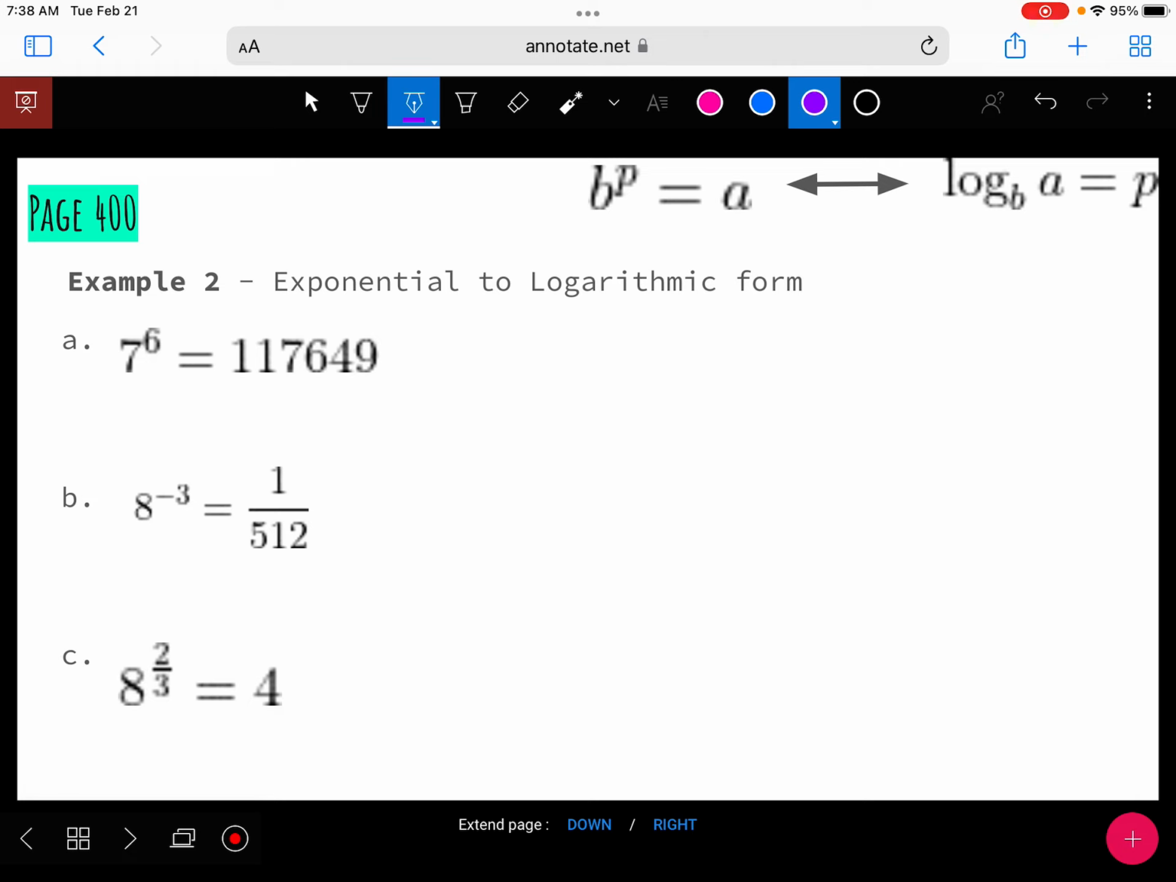Okay, and again, the book kind of gives you helping steps on this, which are not entirely helpful. But there's a lot of blank space next to it, so I recommend actually writing one up. It's the same exact process. We are going to take our base power argument, BPA, and switch it around to be log BA equals P.